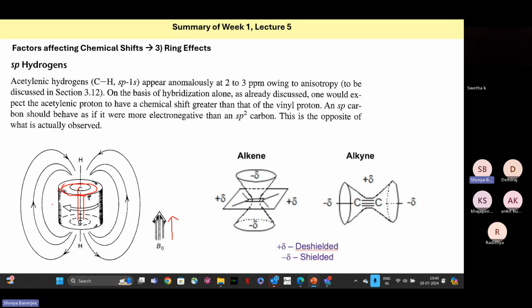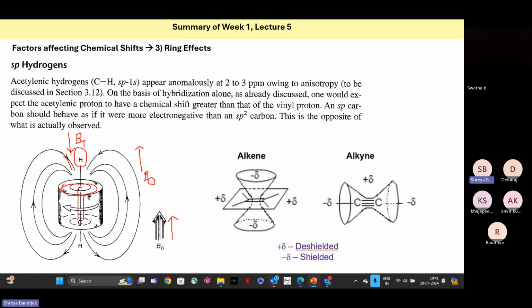The electrons are spinning in this direction, and the applied magnetic field due to this is shown by these circles. So the hydrogen is here. Near the hydrogen, B0 is always in the upward direction, and near the hydrogen, this field is in the downward direction. So B induced is in the downward direction.